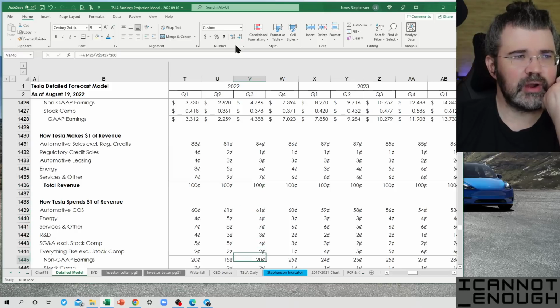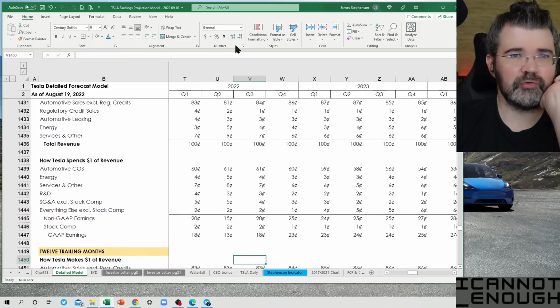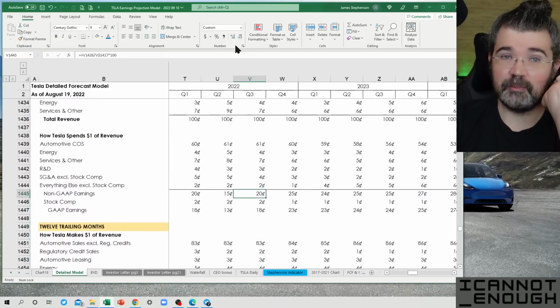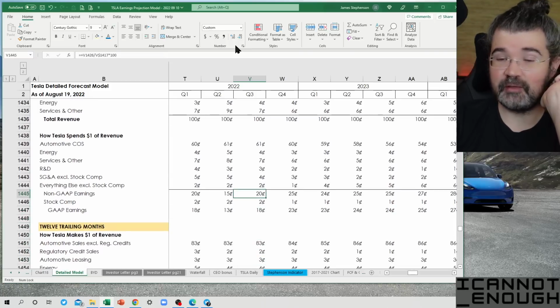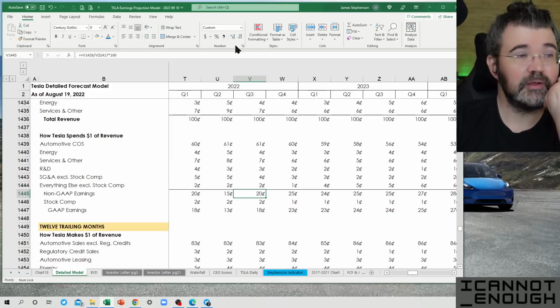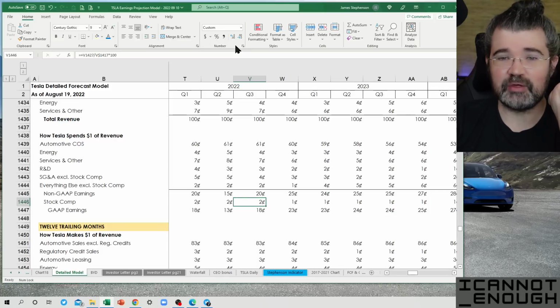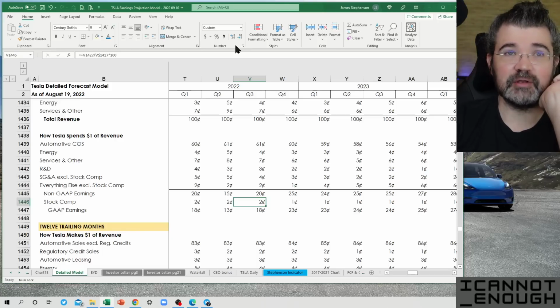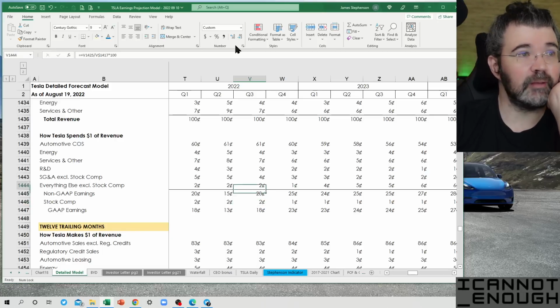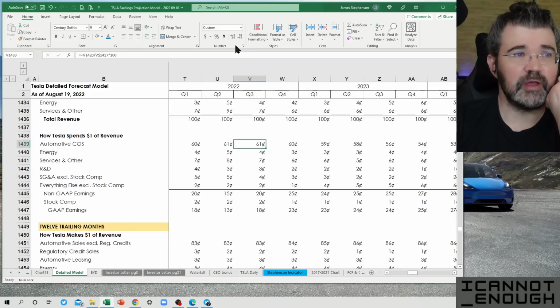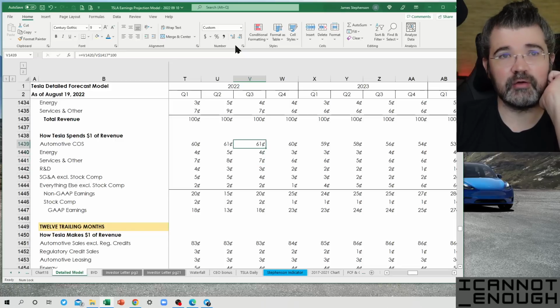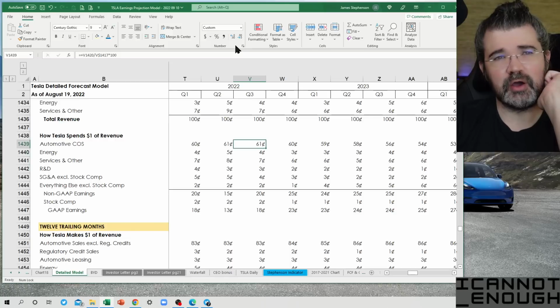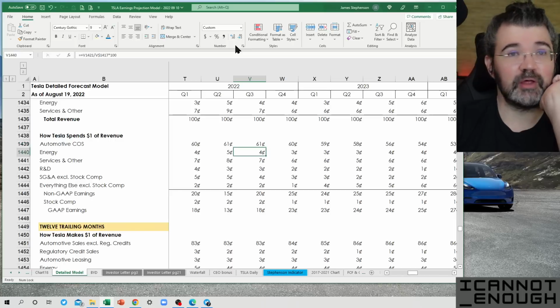Then in the section where we see how Tesla spends its average dollar of revenue, some of the money goes unspent, and that unspent revenue is profit, which we're showing two different ways. We're showing the non-GAAP earnings and the GAAP earnings, and we're also showing that stock compensation is 2 cents of every dollar of revenue-ish, somewhere in that neighborhood. The largest cost is the automotive cost of sales, the costs of making the cars that people buy from Tesla or lease.